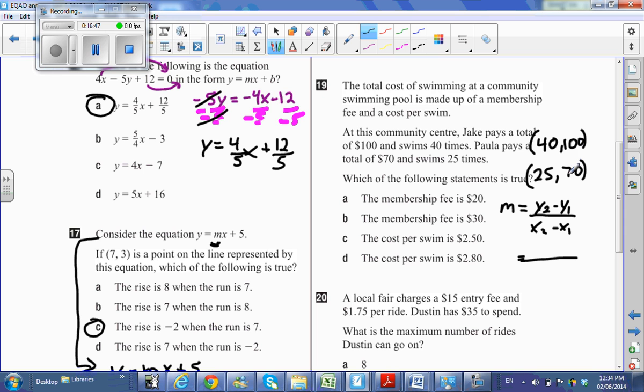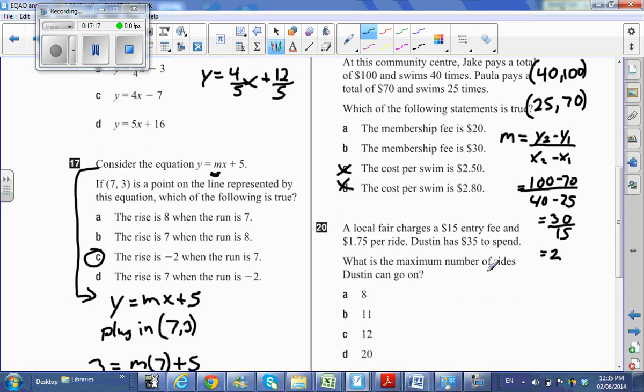So I'm going to go 100 minus 70, or I could have gone 70 minus 100, but 100 minus 70, that way it stays positive, over 40 minus 25. So I'm going to get 30 over 15, which is actually 2. Okay, so that's the rate of change, or the slope, which would represent $2 a swim. So these are both incorrect.